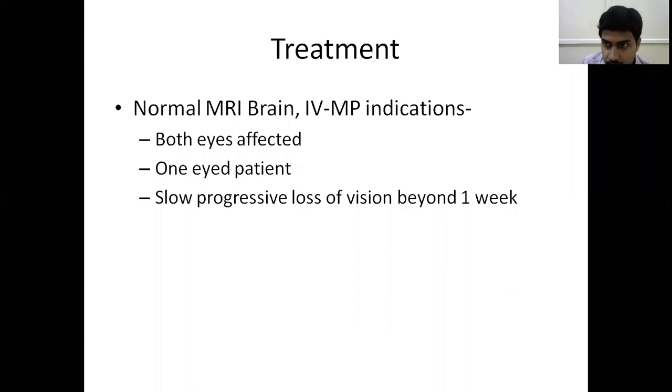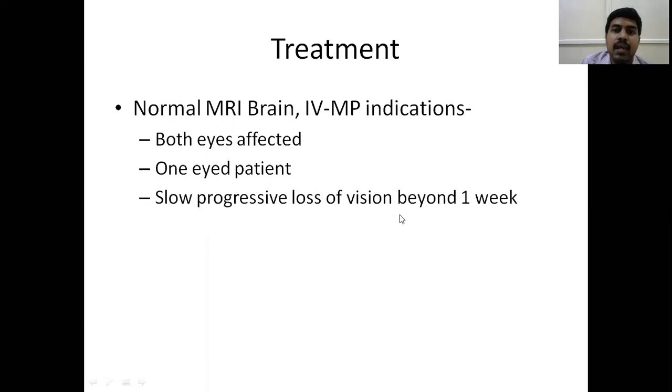And the second thing is, if both the eyes are affected. Suppose both the eyes are affected, the patient will be blind. That's why, at least to give him some useful vision, you should start IV methylprednisolone. If he's a one-eyed patient, one eye is already blind and the other eye is also gone due to optic neuritis, you had better give it so that his visual recovery is hastened.